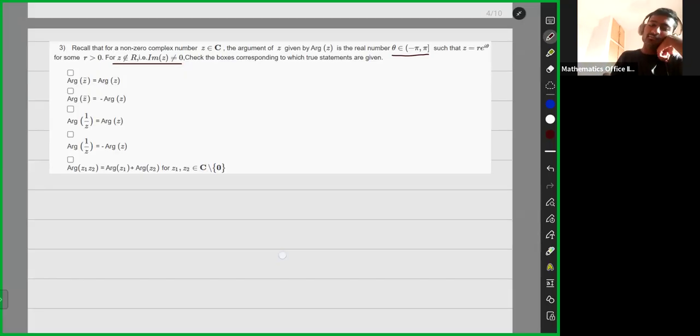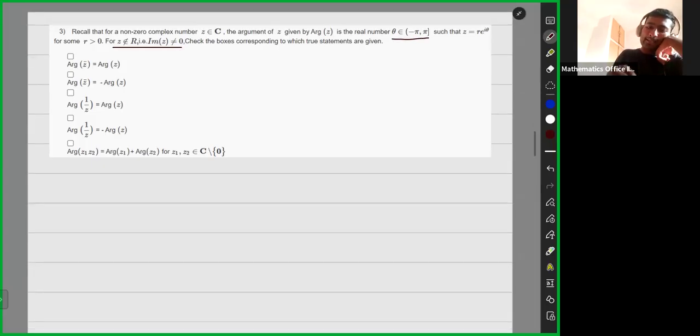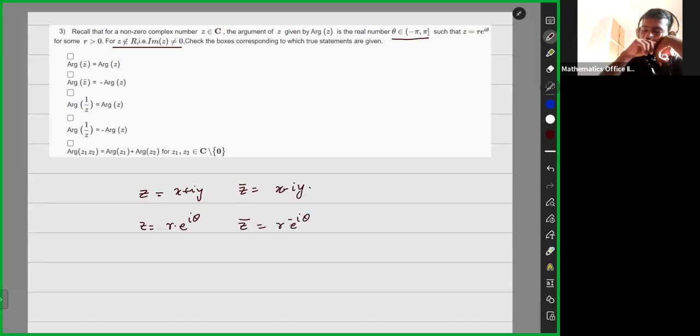I think this question is very much simple. So what is z bar? How is z bar defined? Conjugate of z: if z is equal to x plus iy, then z bar is equal to x minus iy. Right. So if z is equal to r into e power i theta, how is z bar defined? r e power minus i theta. Right, e power i times minus theta.